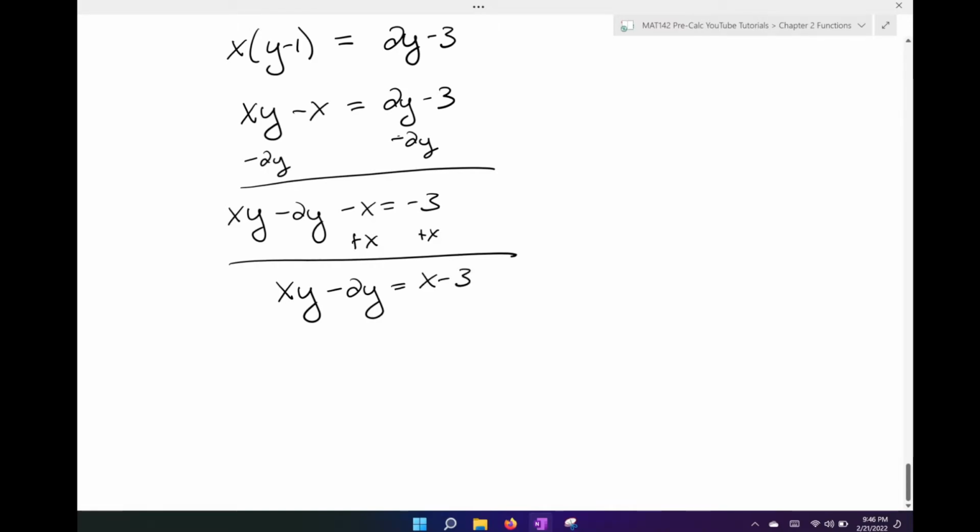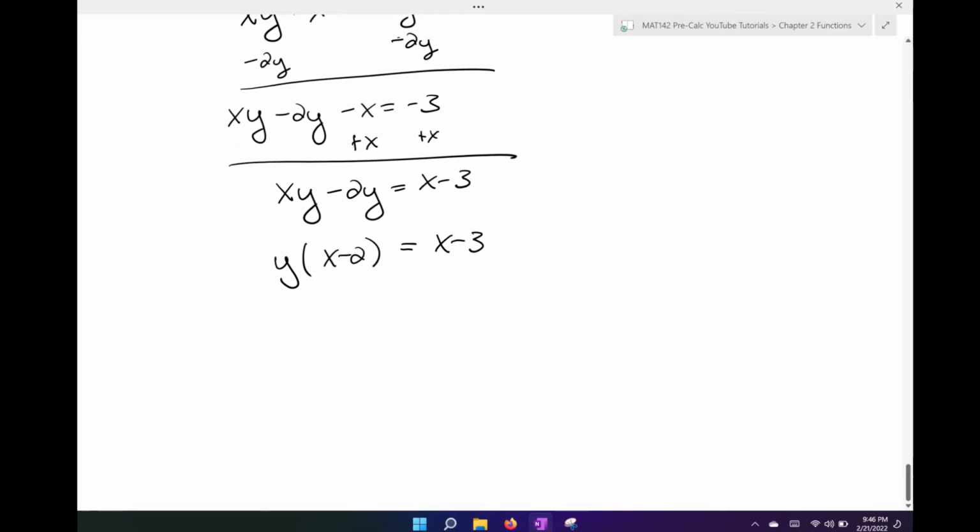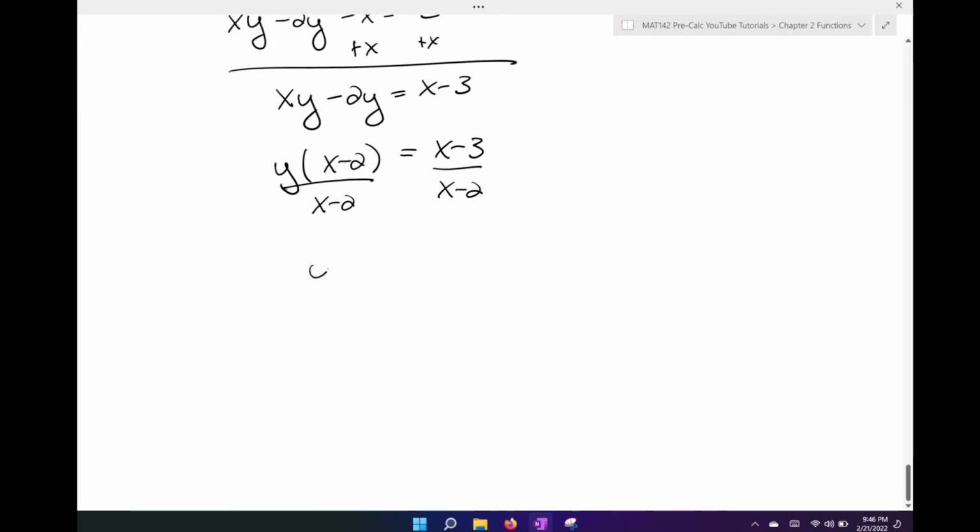Now from here, I'm feeling really good because what I can do is factor out my variable y. Oops, sorry, x plus 3. And then by factoring this out, I can just divide both sides by x minus 2 to give me y equals (x + 3)/(x - 2). And then step four, just write the inverse is equal to (x + 3)/(x - 2).